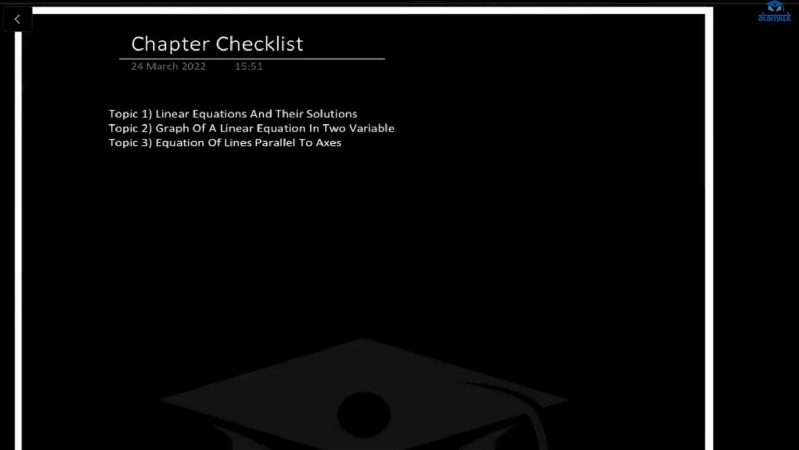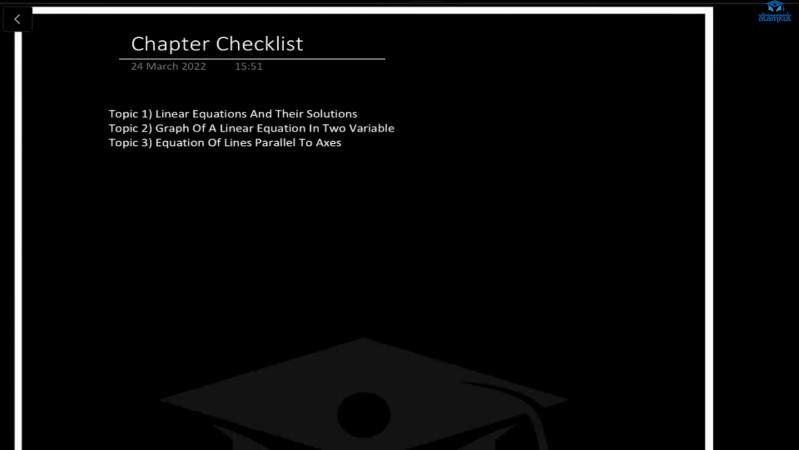Checklist. Today we are starting a new chapter, because I have already covered your coordinate geometry. There were only simple things in that chapter. There we should know how to plot the points, and that concept we will be using in this chapter of linear equation, where we'll be plotting a graph on two variables. We'll find the solution.